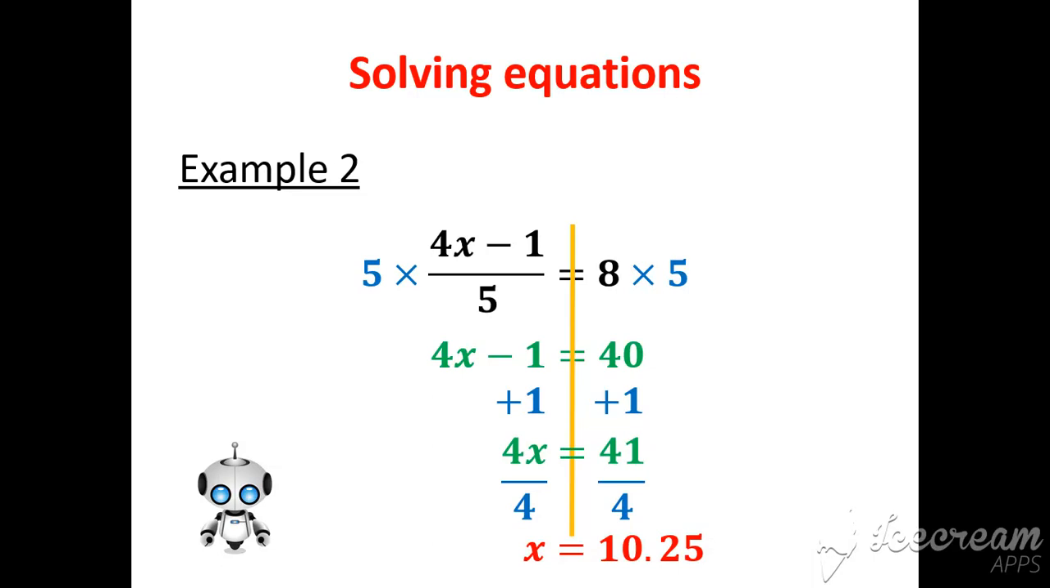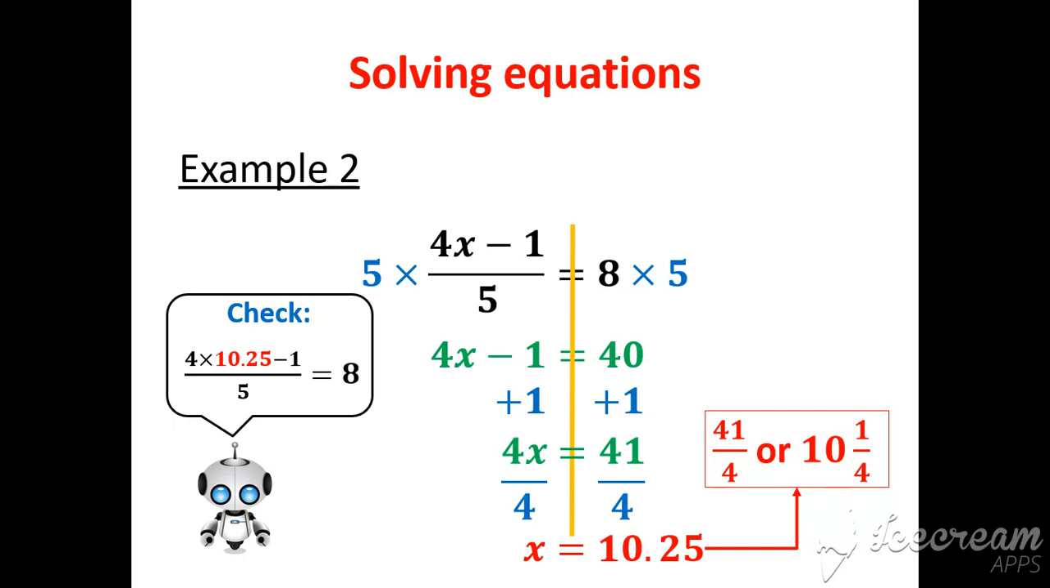Now remember, you could have left your answer as an improper fraction, which was 41 over 4, or you could have turned it into a mixed number, 10 whole and 1/4. Right, quick check: 4 times 10.25 minus 1, divided by 5. Probably best to do that on your calculator, you'll get an answer of 8.